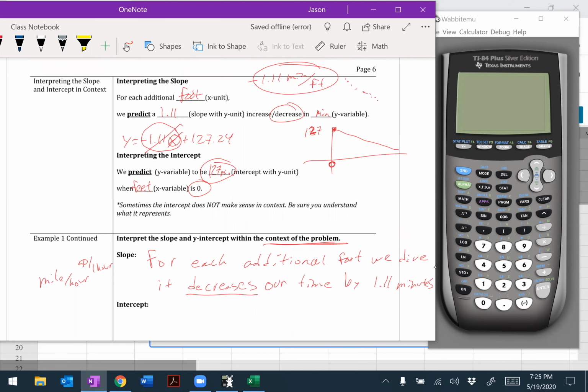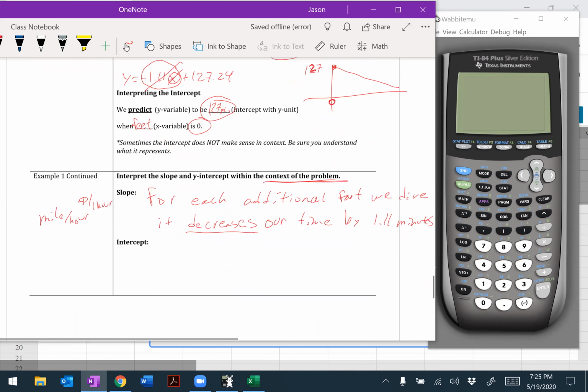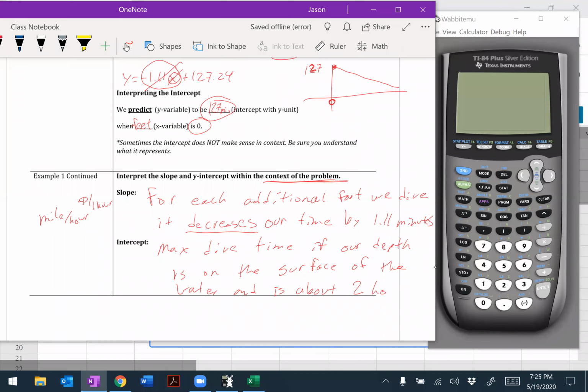What about the y-intercept? The y-intercept is the max dive time if our depth is on the surface of the water, and it's about 2 hours.